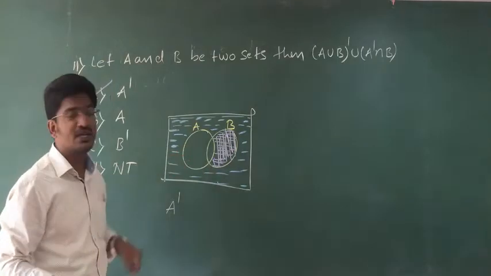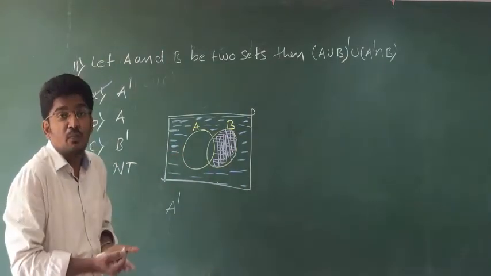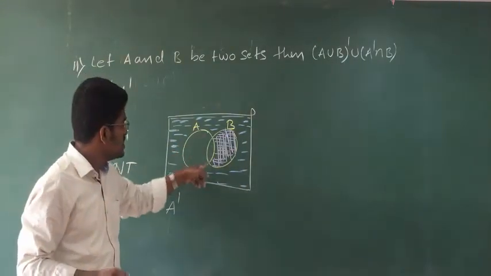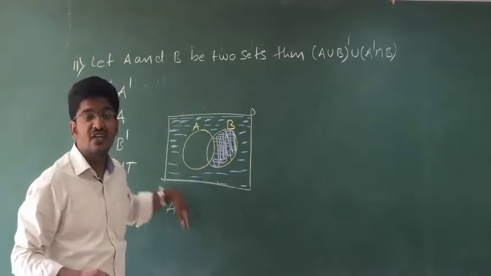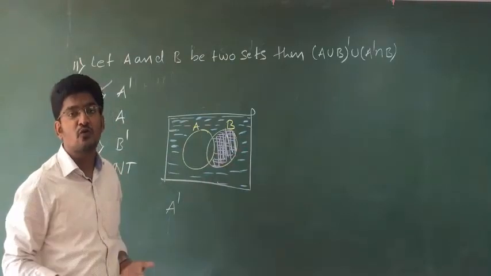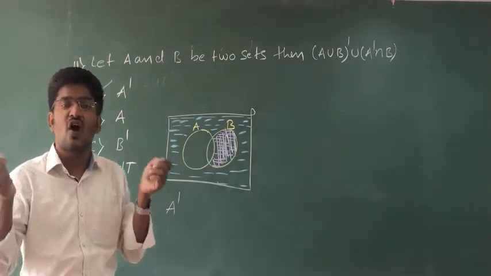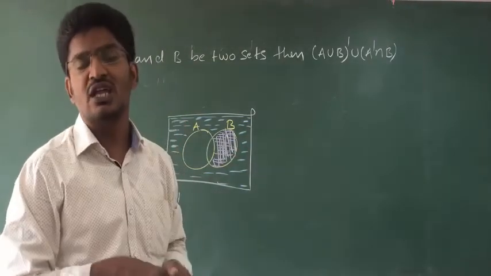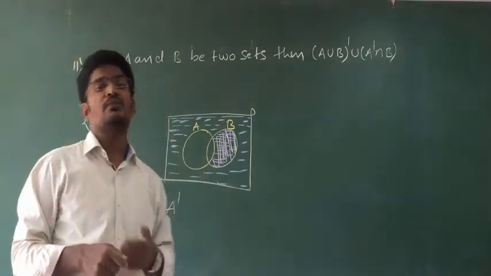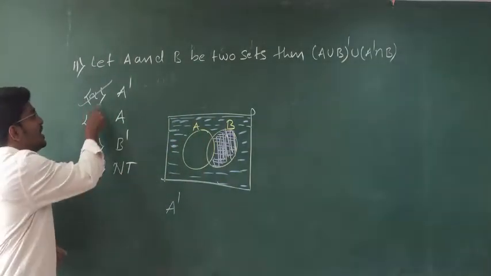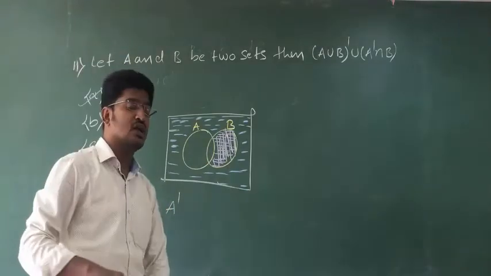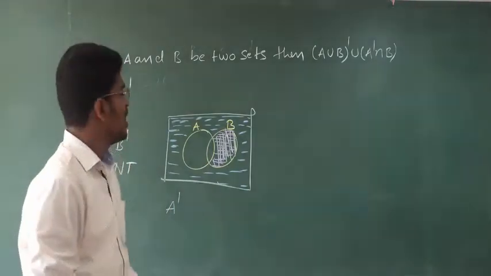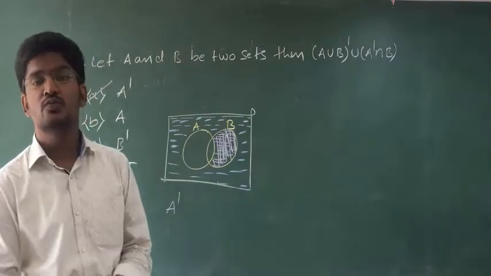This Venn diagram tells what? Nothing but A complement. See, elements are not in A, but they are in other sets. What is the meaning of that? Elements are not in A means A complement. Okay, elements which are not in A is nothing but A complement. Clear? So this is your very easy answer. Okay, let us move to the next question.